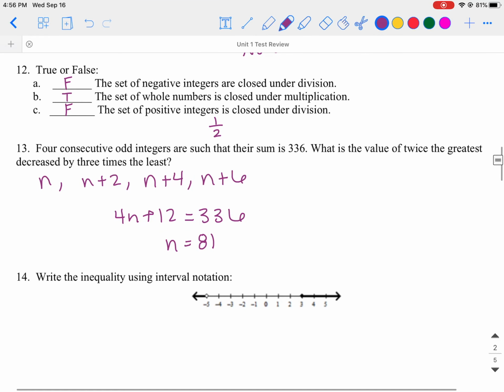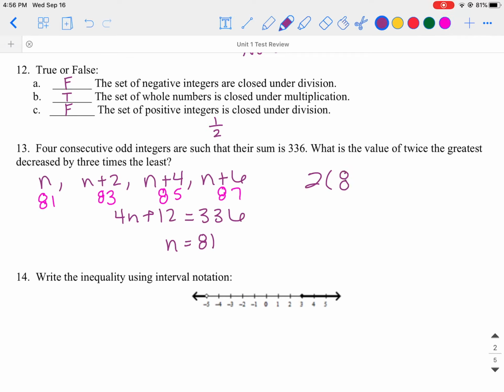The question says, what is the value of twice the greatest decreased by 3 times the least? So we've got to figure out what our numbers are. So this one's 81, 83, 85, 87. So twice the greatest would be 2 times 87. Decreased means minus. 3 times the least, so 3 times 81. If you do 2 times 87 minus 3 times 81, you get -69 is your answer.